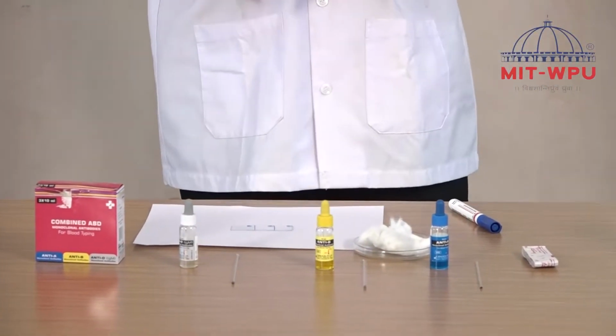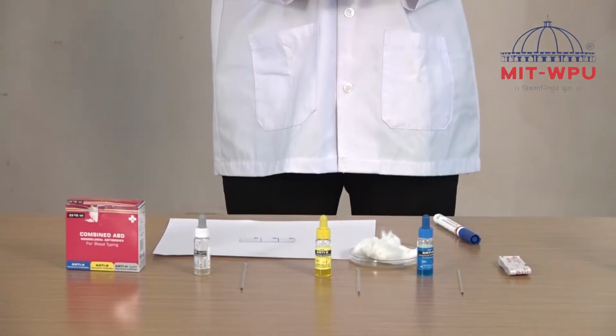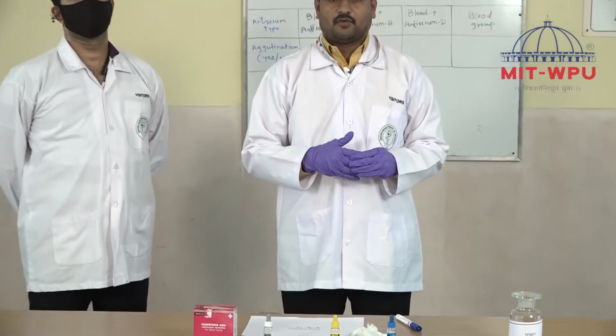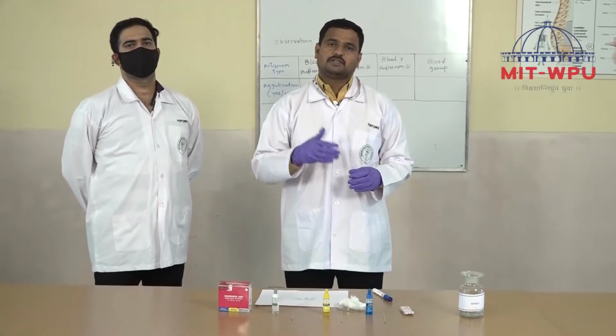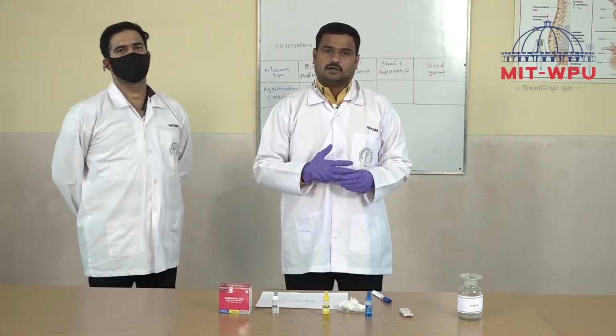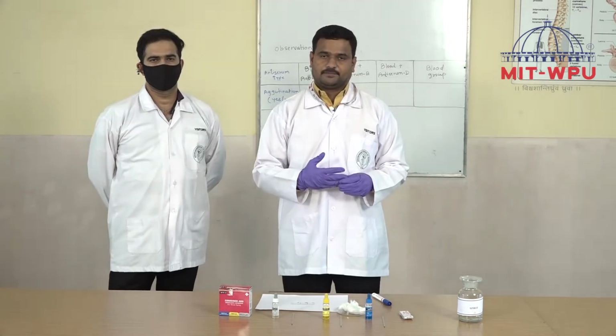The principle of this method is that we are going to estimate the presence of antigen by the formation of clumping of the RBC of the blood with the appropriate antiserum.